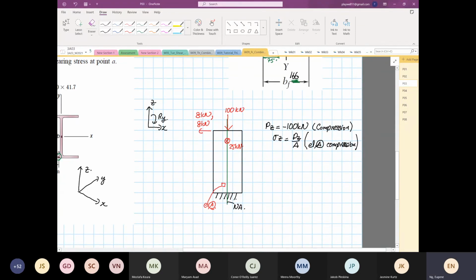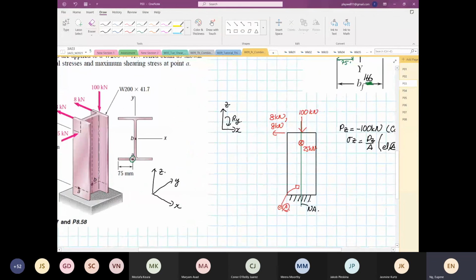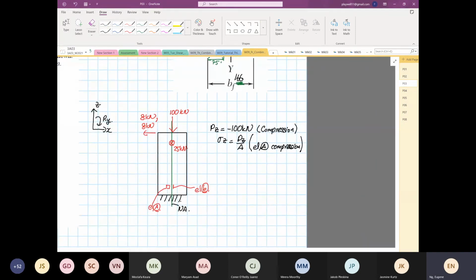Now, guess what? Let's do something on element B also. So let's look at element B down here. I'm going to sketch out element B. I'm going to do both. So this is our element B. So we also know element B due to PZ is also going to see a compression. So that's the first thing.